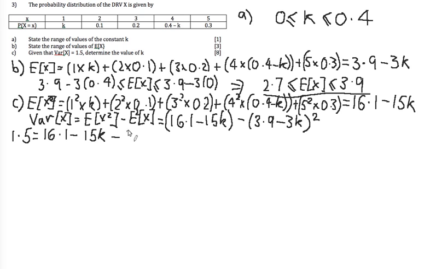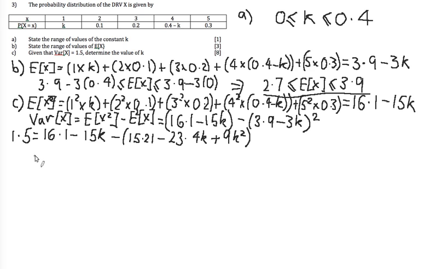Take away, when I expand that bracket, I get 15.21 from the 3.9 times 3.9. I get two lots of 3 times 3.9k. So I then get minus 23.4k. And then I get plus 9k squared.